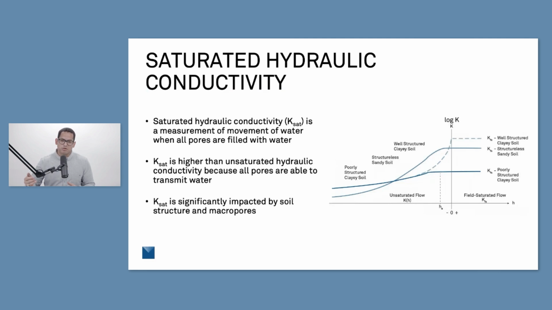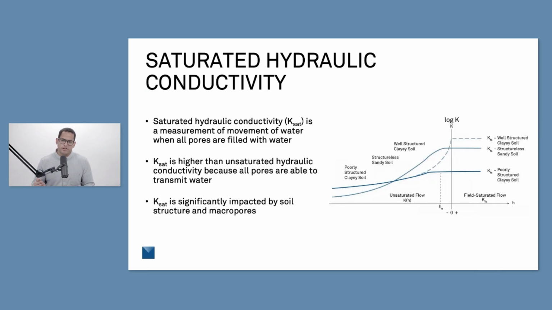And so you see that example on the right where our KSAT is our highest value when we are at our zero water potential. So if you're looking at this chart, this graph shows conductivity on the y-axis and is showing water potential on the x-axis. And so as we get more negative, that means the soil is getting dry. That's our unsaturated hydraulic conductivity.